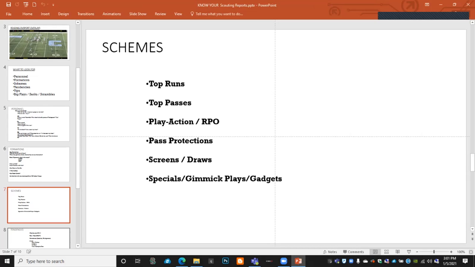Okay. And then we're going to get into the nuts and bolts of things: look at their pass protection. Are they a half slide, full slide? Are they a big on big? Look at any type of screens, draws, and try to figure out, do they like to use gadget gimmicks and special type plays? If you can identify those early, you can take a few minutes during the week and practice against them.